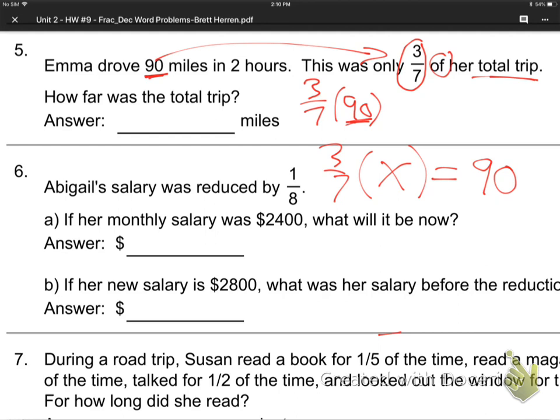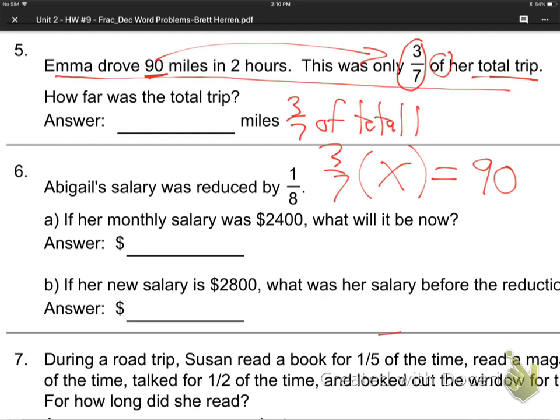Let me write that sentence, probably be more helpful if I write that. Isn't another way you could put all these words this: 3/7 of her total trip is 90 miles. Isn't that what the words are saying in more clear words? 3/7 of her total trip is the 90 miles she just drove. So 3/7 of is times total trip equals 90. Just directly translate.